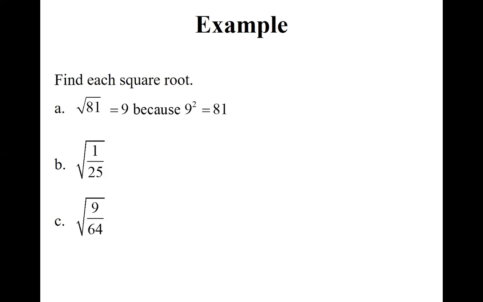Now the square root of 1 is 1. The square root of 25 is 5 because 5 times 5 is 25. That means the square root of 1 over 25 is 1/5. Because when we multiply fractions, we multiply their numerators and multiply their denominators. And 1 times 1 is 1, 5 times 5 is 25.